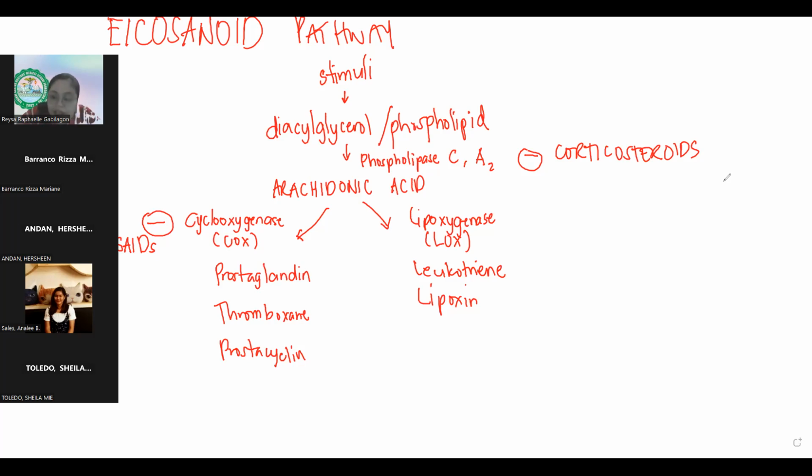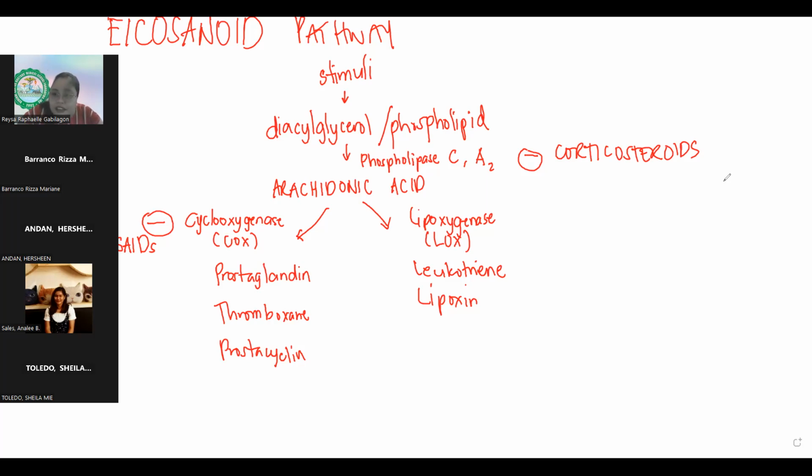Diclofenac is correct. We have diclofenac sodium and diclofenac potassium in the market. You have to know which one is potassium and which one is sodium. I think the sodium is Voltaren. I forgot the potassium. It's Cataflam. Cataflam is the diclofenac potassium.